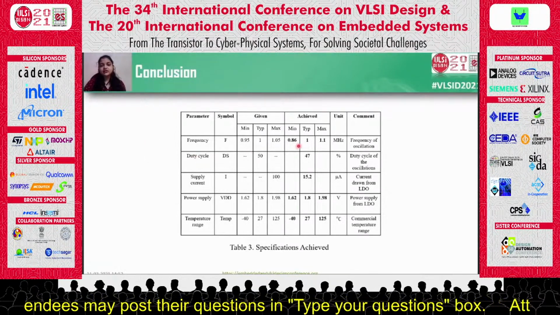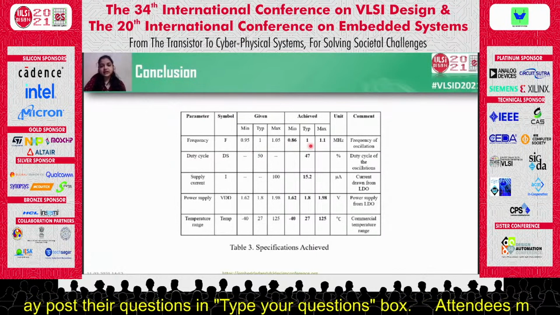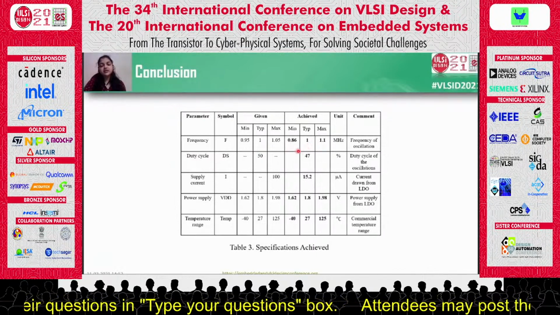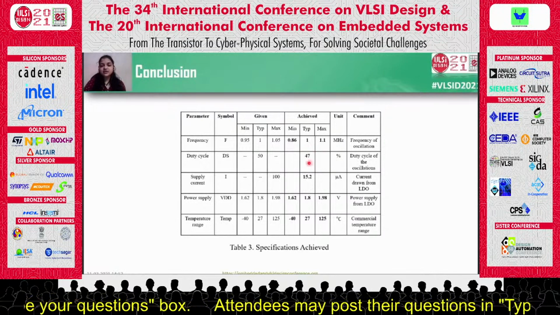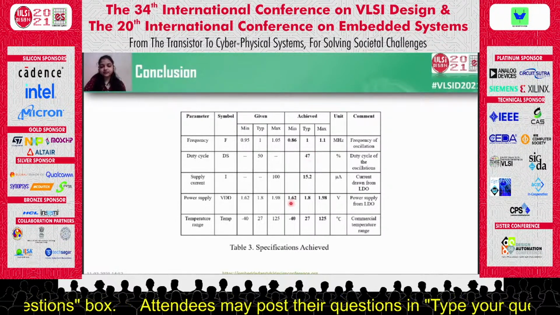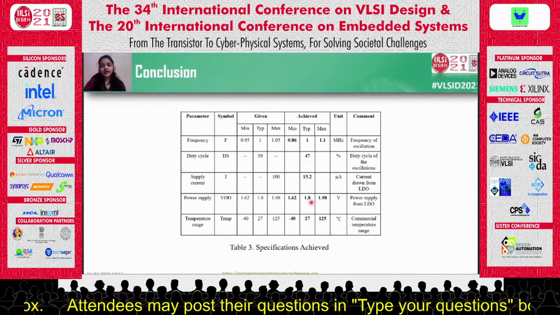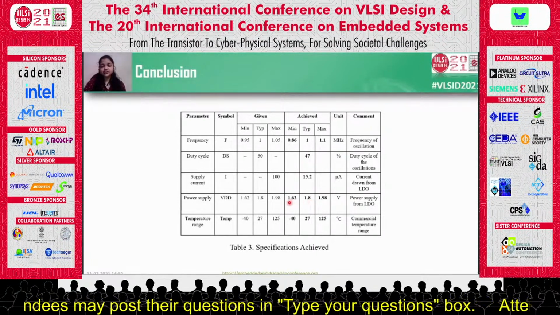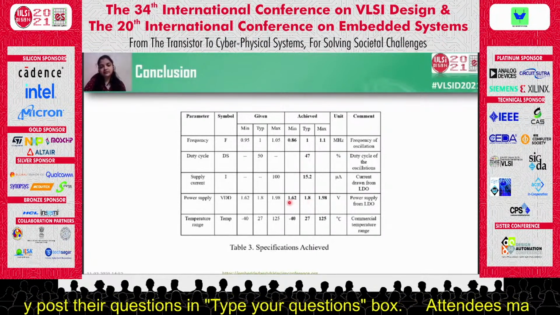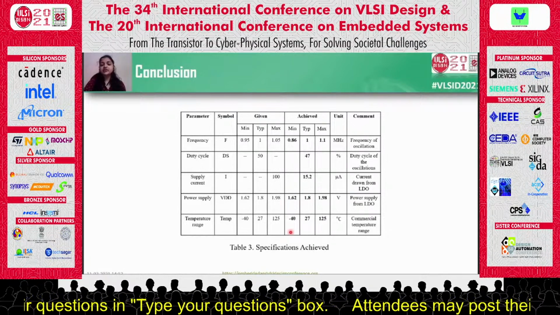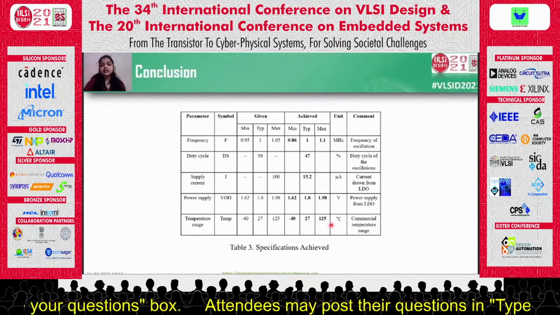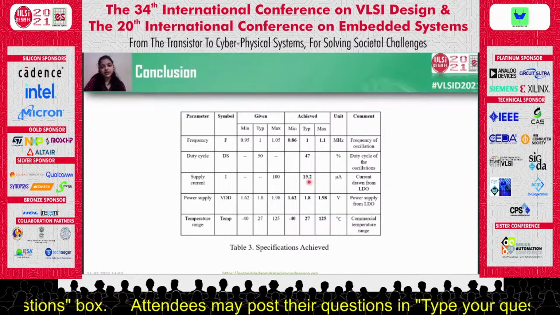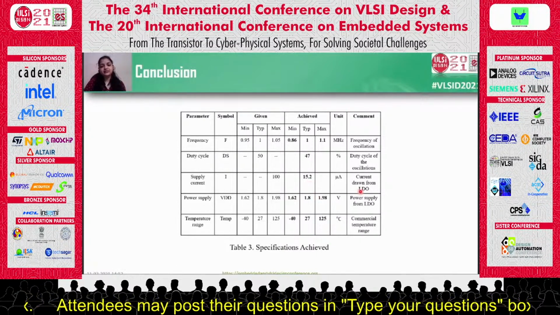We achieved 1 megahertz of frequency with plus or minus 14% of variation and 47% of duty cycle with 1.8 volt supply voltage with a variation of 10% in supply for a temperature range of minus 40 degrees Celsius to 125 degrees Celsius. The current consumption was as low as 15.2 microamps.